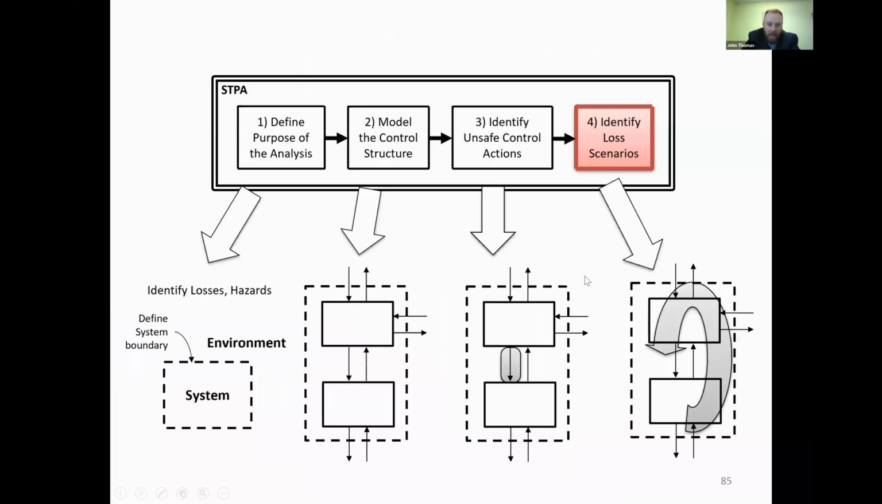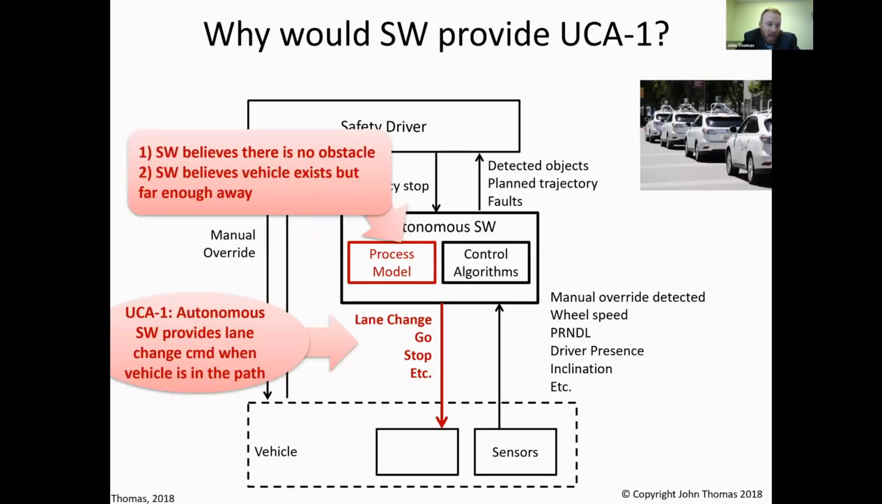Exactly, you got it. So we might write it like this. We believe there's no obstacle, that's case 1. Or we believe there's a vehicle or an obstacle, but it's far enough. Look at this. This is almost exactly what you're thinking. Perfect. And there are probably other cases, but let's start with these two. Let's look at number 2 in a little more detail. Let's chase that one a little further.